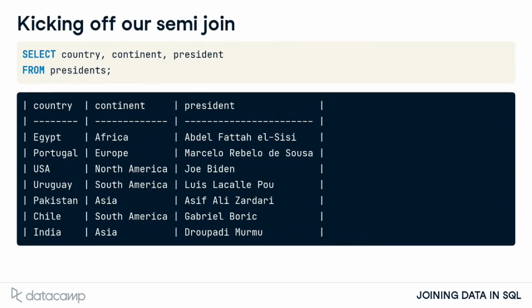Let's make this concrete with an example. Suppose we're interested in determining the presidents of countries that gained independence before 1800. We select the fields country, continent, and president.